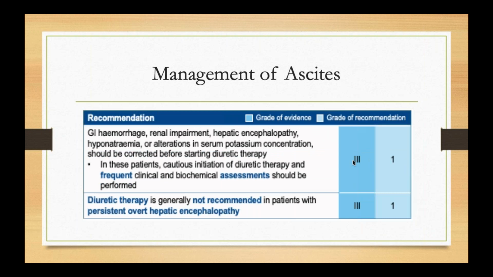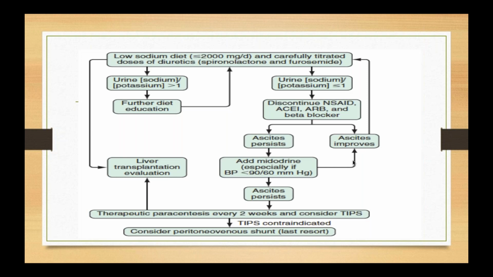So diuretic therapy you cannot give when the patient is having overt hepatic encephalopathy or any renal injury. So basically you have to give a low sodium diet and measure the urine sodium. Whenever there is no response, you measure the urine sodium by potassium and see whether the patient is taking a proper diet or not.